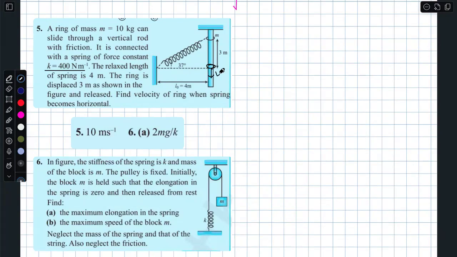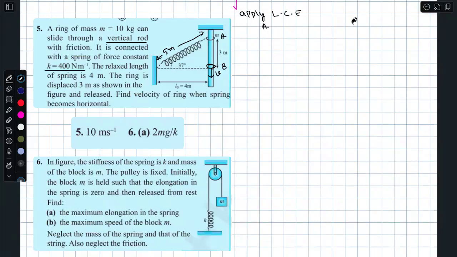Remember, at this point, say it has some velocity v. And don't forget, it is in a vertical plane. This is as per my understanding, because it's a vertical rod. Remember, what is the relaxed length of the spring? 4. Now it is 5 meters. Now at this stage, it is elongated. We will call this state A, and we will call this state B. Apply the law of conservation of energy across A and B.